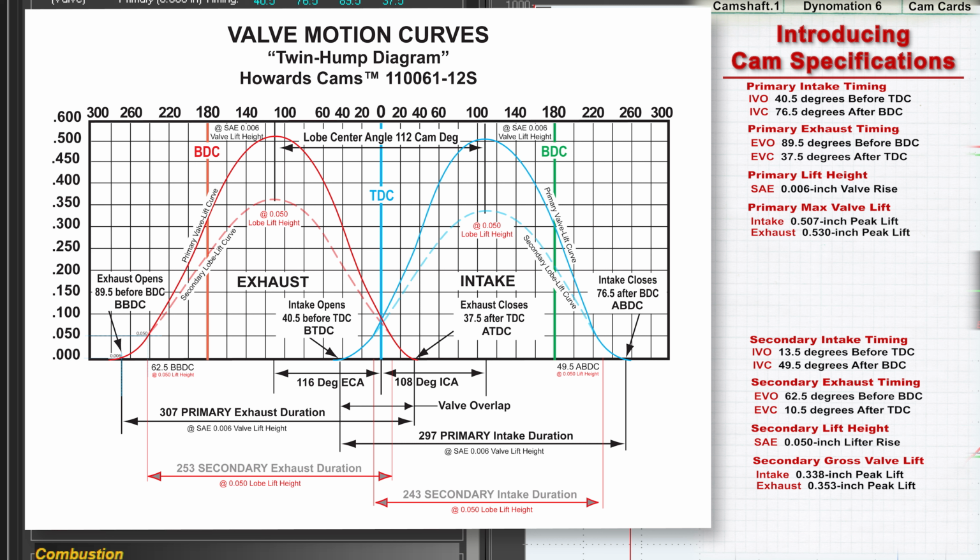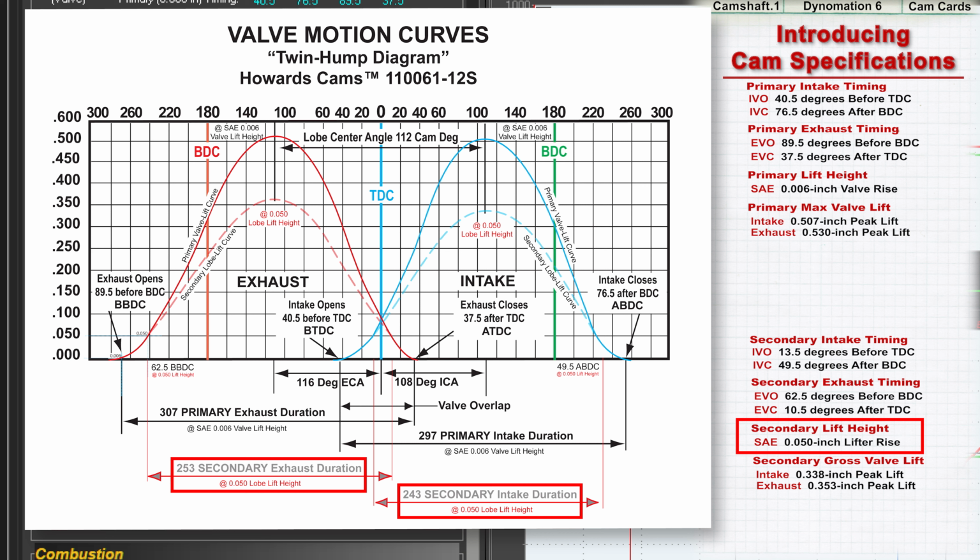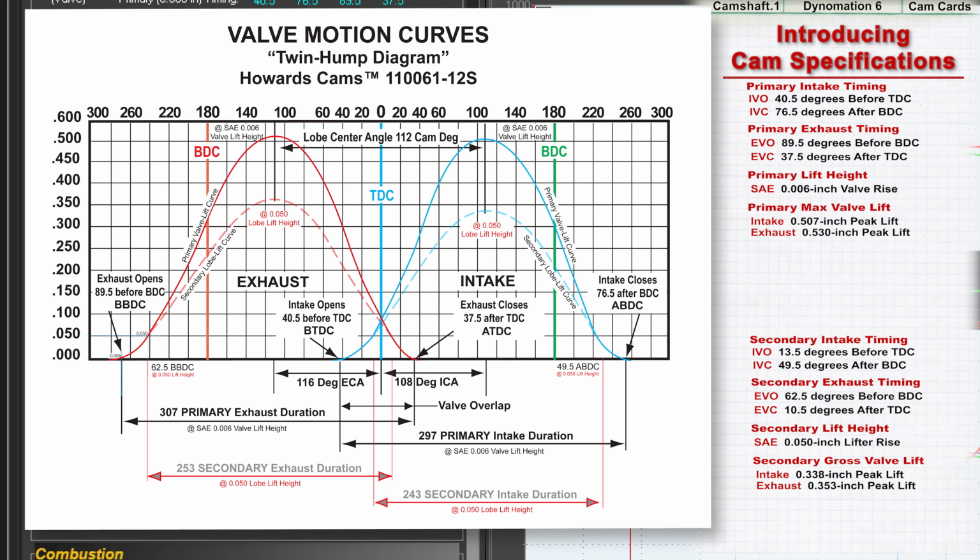As you already know, primary valve duration is measured at 6,000th inch valve lift, and secondary lobe duration is measured at 50,000th inch lifter rise. Naturally, the secondary durations will always have a lower numerical value than the primary, since the secondary duration is measured further up the lift curves.